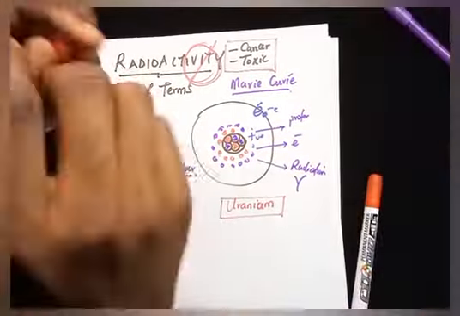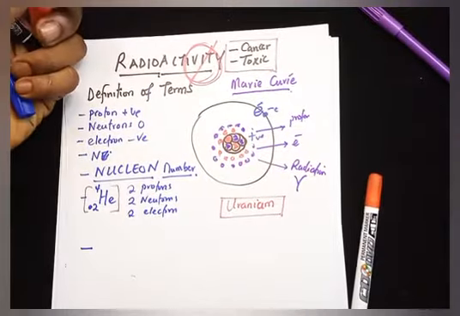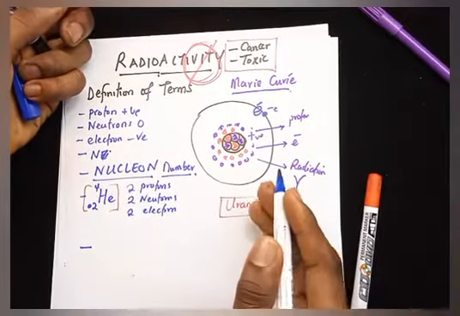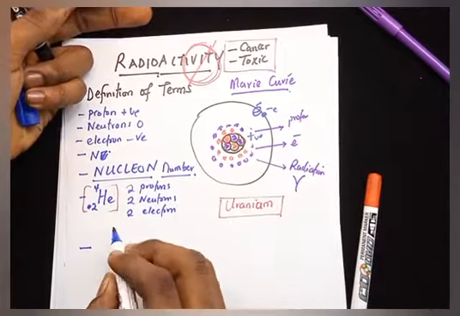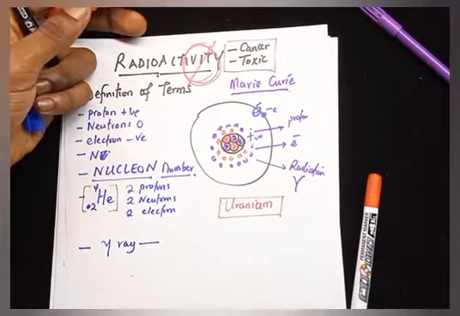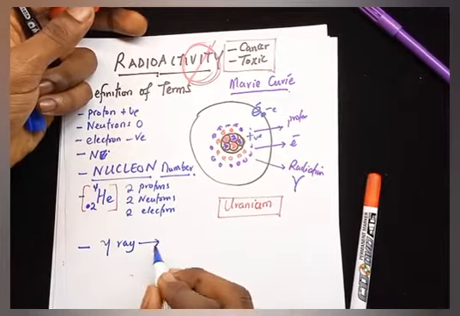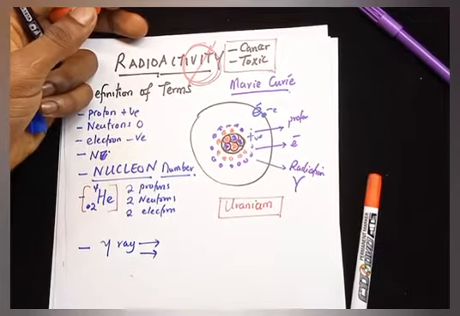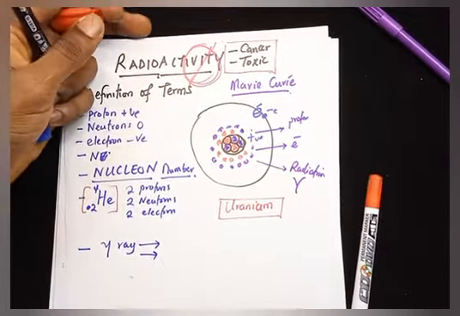So I've introduced some new terms now. These new terms include the instability of the nucleus. I've also told you about gamma rays. Gamma rays are not charged. They are very strong and they are very dangerous. Gamma rays can pass through the human skin. Gamma rays can pass through walls.